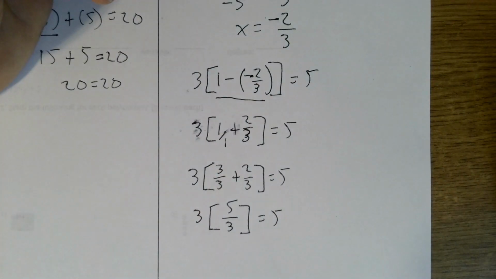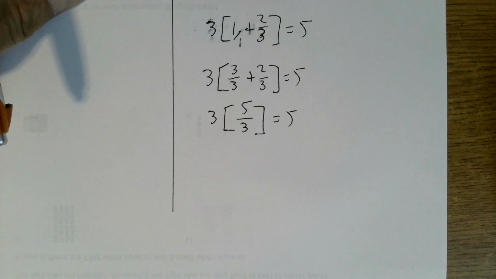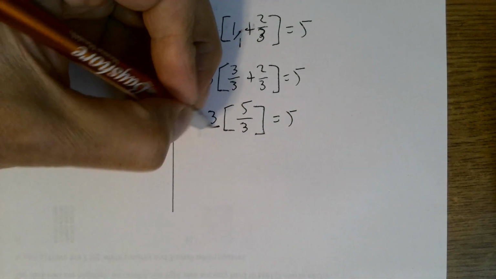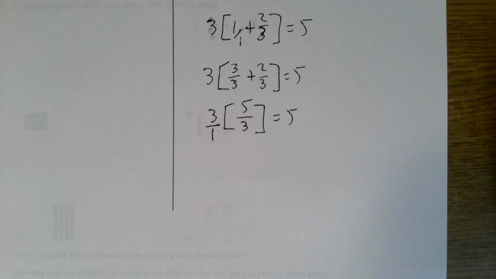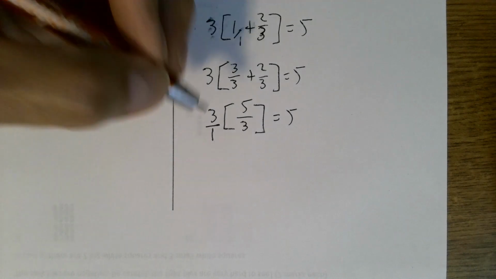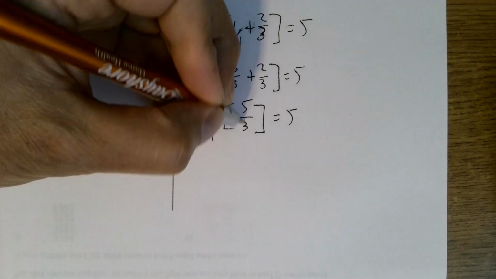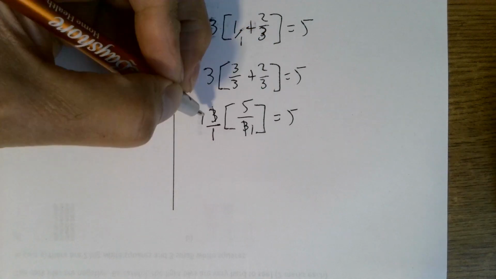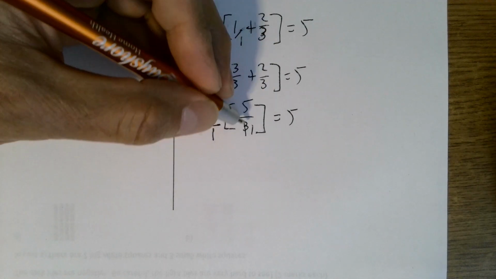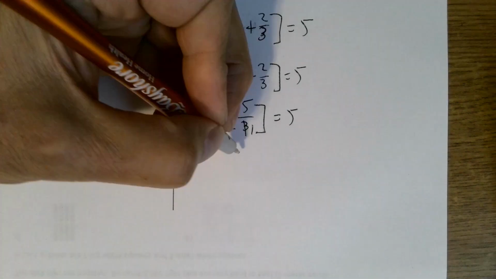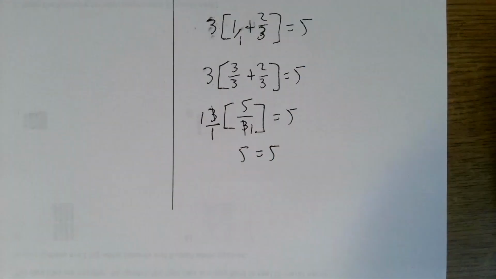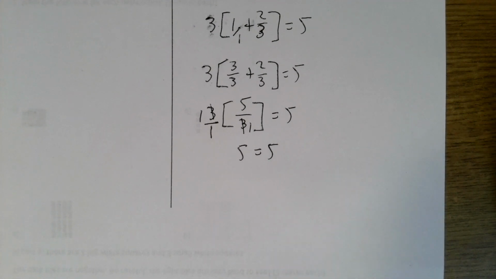Alright, just about there. Now we're multiplying fractions. It's easiest to multiply fractions if they're both fractions. So I've got 3 over 1 times 5 over 3. Because we're multiplying, I can simplify this early. 3 over 3 is the same as 1 over 1. So on the left side I've got 1 times 5 over 1 times 1. 5 over 1 is just 5, so I end up with 5 equals 5. So when x equals negative 2/3, our equation is true, so x equals negative 2/3 is the solution to this equation. That's all.